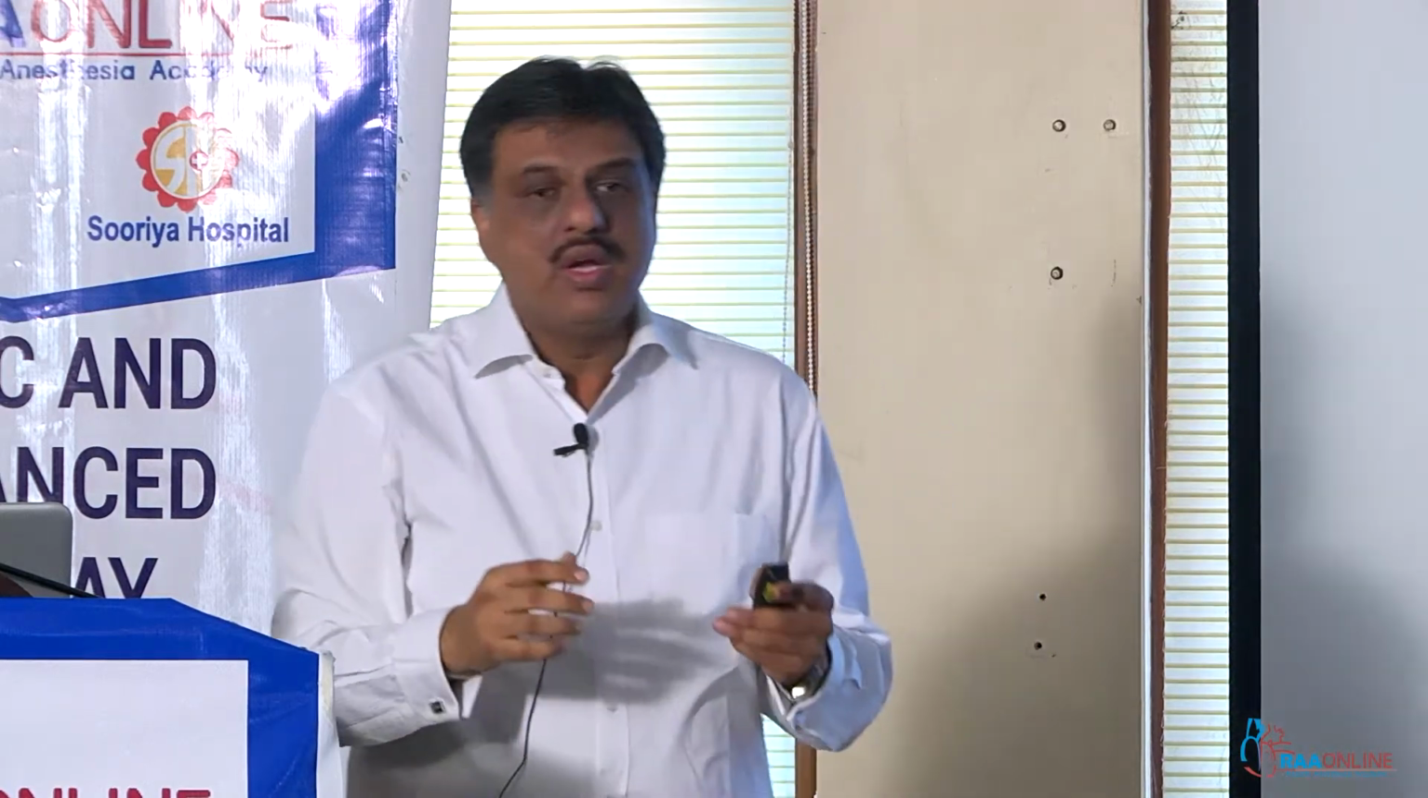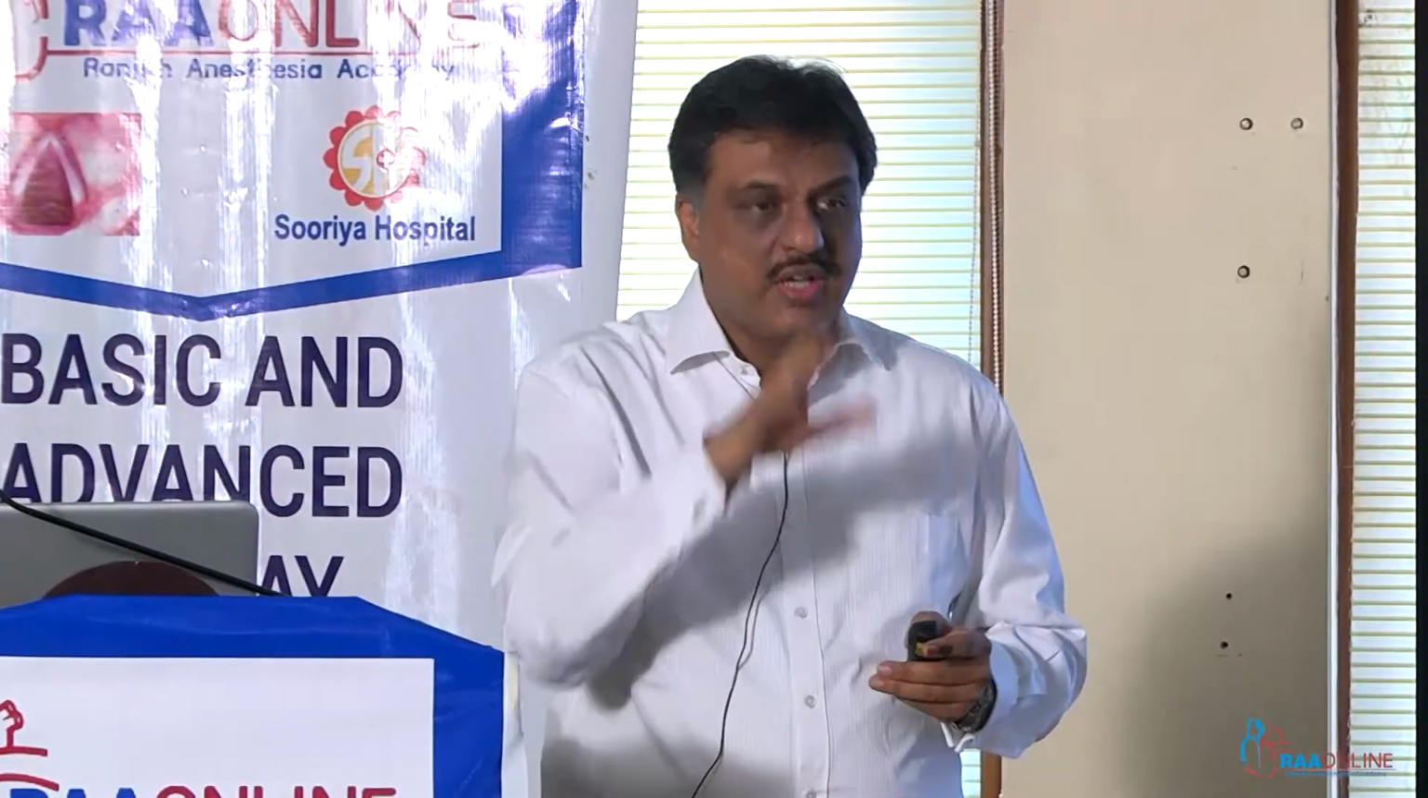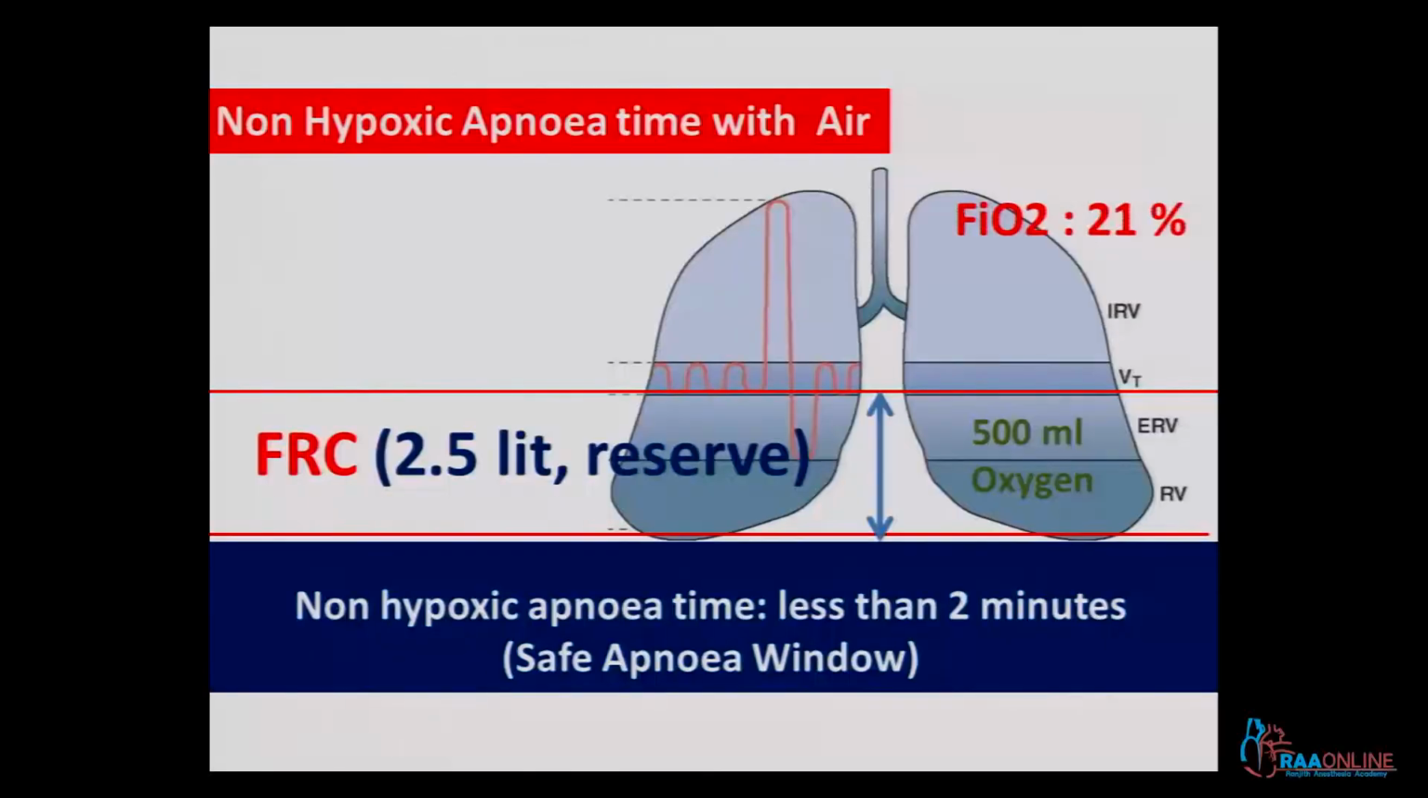Now you know FRC is our reserve, the amount of air which remains in the lung after normal expiration. That is roughly 2.5 liters for a 50 kg patient. Fine. Now suppose we are inhaling air, my FRC is 2.5 liters, and I am subjected to apnea. What is the content of oxygen in the FRC? 21% of 2.5 liters, that comes to roughly 500 ml.